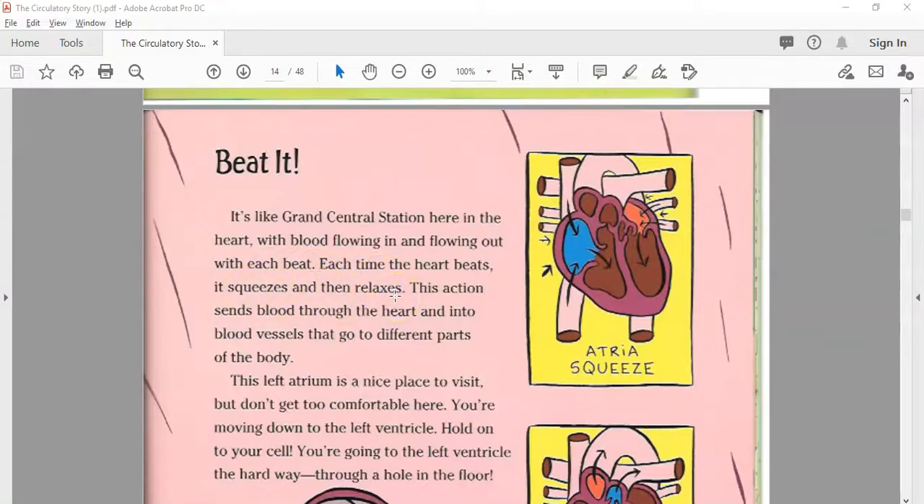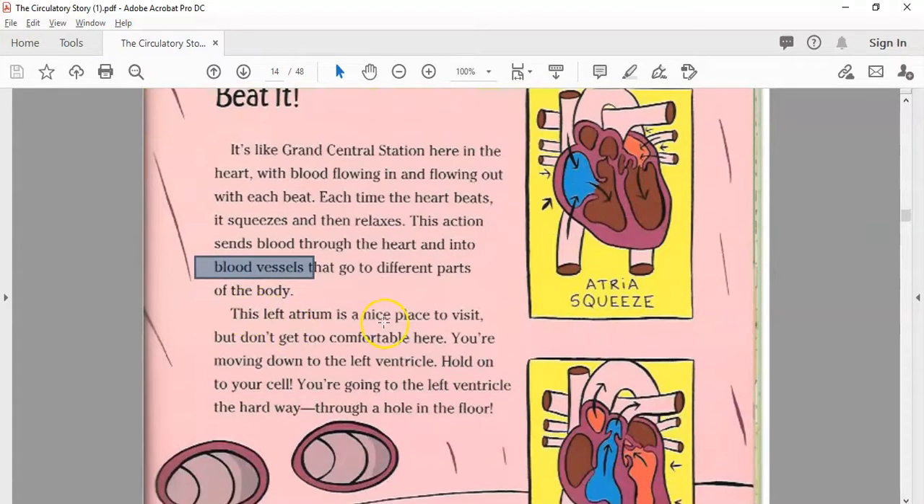So what happens to your heart? It squeezes and then it relaxes. This action sends blood throughout the heart and into the blood vessels that go to different parts of the body. Remember, what do we say blood vessels were like? They're like little tubes, right? And what's inside those blood vessels? Red blood cells. And what is carrying the red blood cells, what is it carrying? It's carrying oxygen throughout our body.